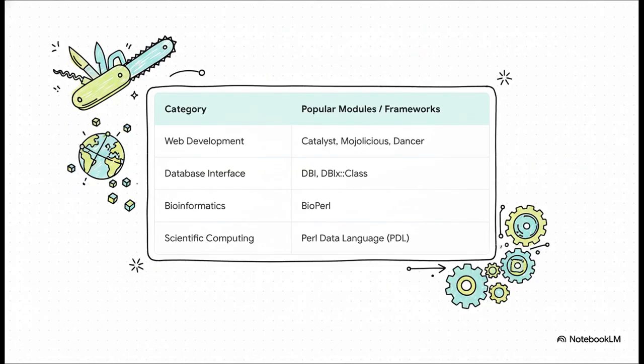And this slide just gives you a little taste of that incredible diversity. CPAN is what allowed Perl to thrive in so many different fields. You had modern web frameworks like Catalyst and Mojolicious for building complex apps. You had rock-solid database interfaces like DBI. And in really specialized fields, something like BioPerl became absolutely essential for genomics research. All of it built on the foundation of CPAN.